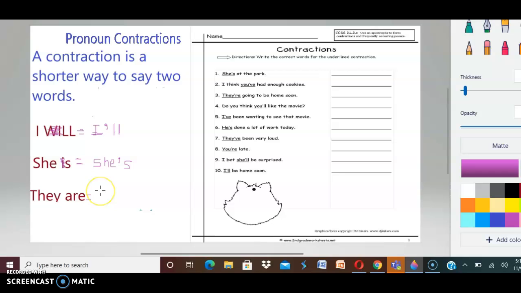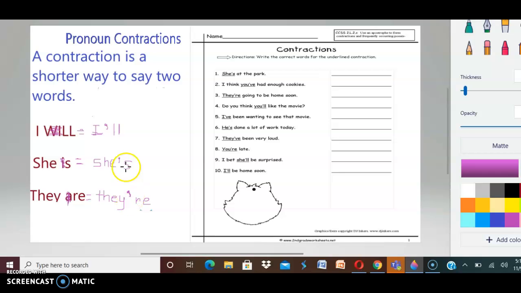Let's go ahead and take a look at they are. So I will put the full they, and the only letter that's being replaced here is the A. So I put my apostrophe here, and I keep my R and my E. So this becomes they're. They're sleeping, which means they are sleeping.